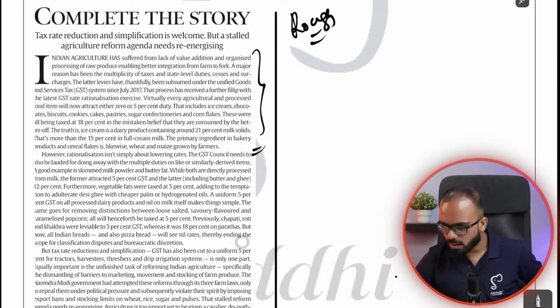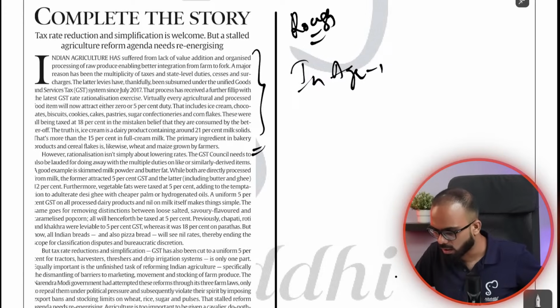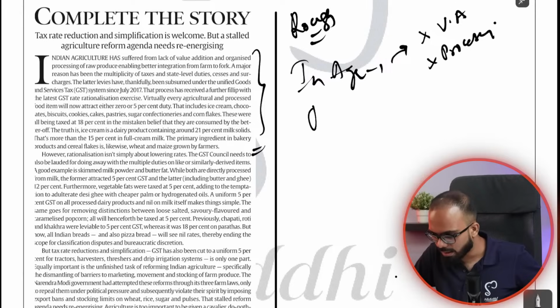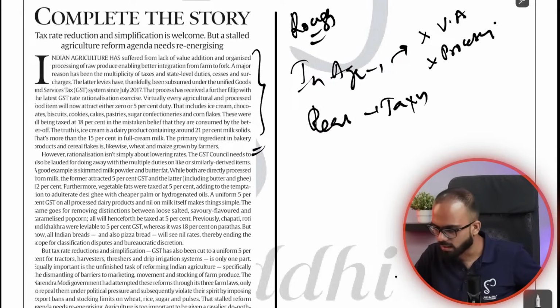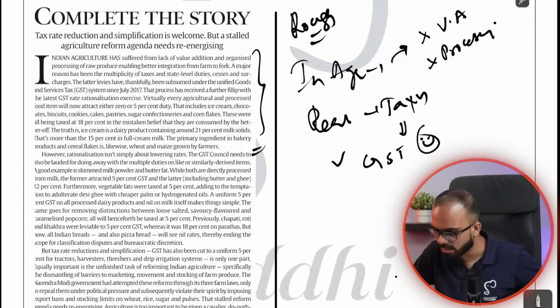Right. Now we will write the summary. The theme is Indian agriculture. Indian agriculture has suffered from a lack of value addition and organized processing of raw produce, which would enable better integration of farm to fork. So the problem is there is no value addition and no processing. And the reason for this is taxation. There are various taxes that are mentioned. All this is sorted by GST since 2017. And this is the first part.